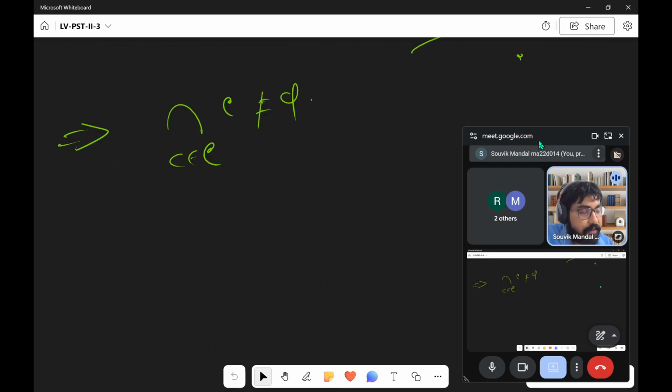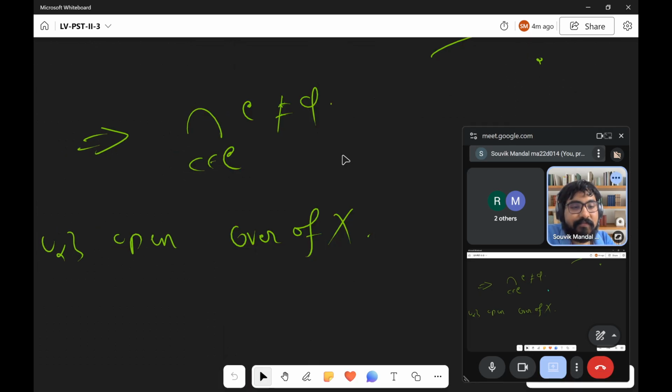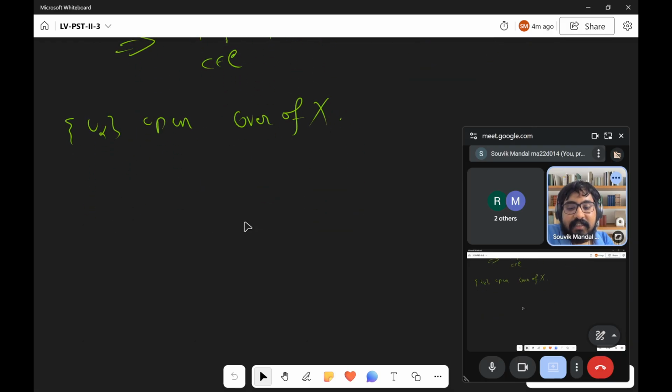So basically, we need to show that X is compact. In order to show compactness, we need to start with an open cover of X. Correct? Yes, sir. And we need to show this open cover has a finite subcover.